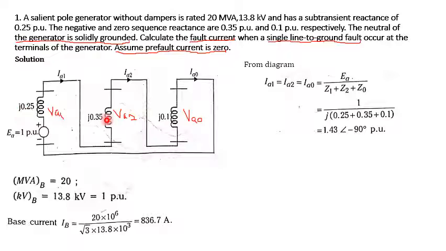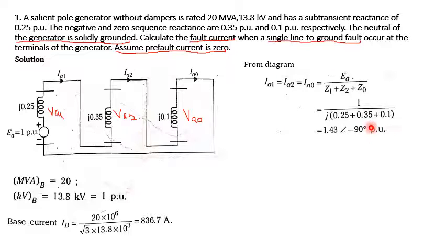This is the Z1, Z2 and Z0 value. The EA value is 1 because I told that the actual and base values are the same: 13.8 divided by 13.8, we will get 1 per unit. So substitute the Z1, Z2 and Z0 values, which are 0.25, 0.35, 0.1. We will get 1.43 at an angle of minus 90 degrees per unit.